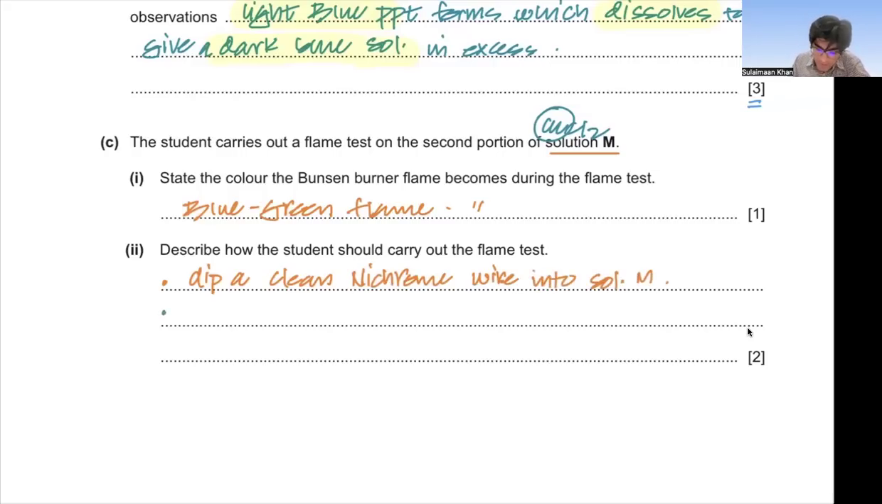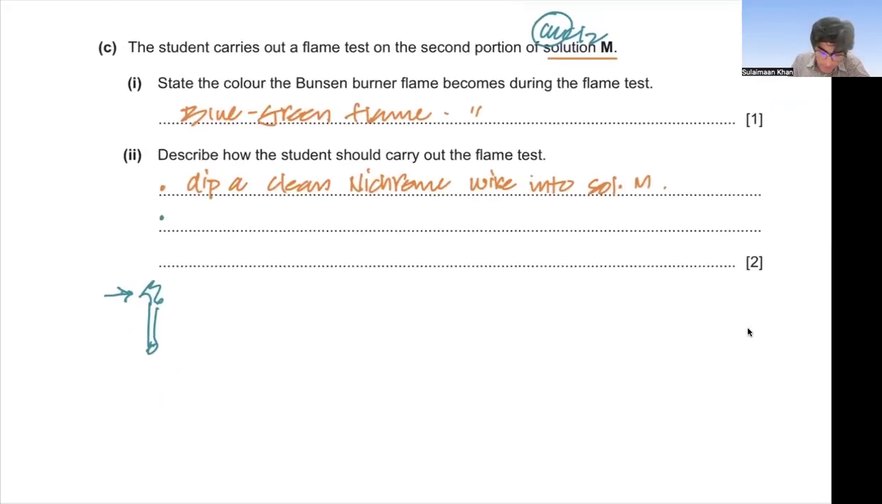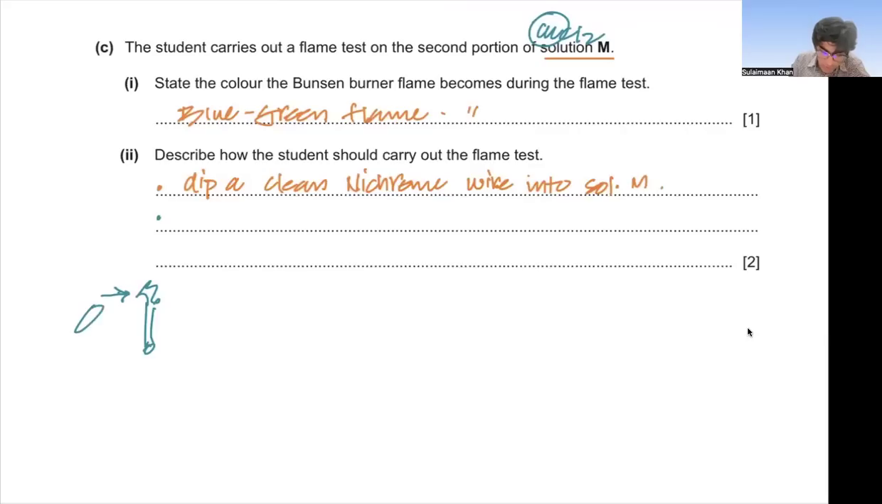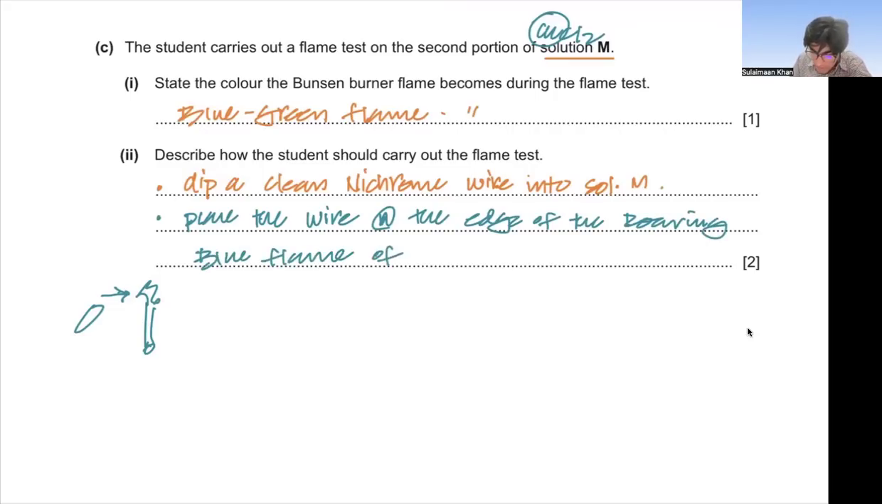He dips it and then puts it at the edge of the Bunsen burner, the flaming hot blue flame. So that's the nichrome wire. Now he's going to place it at the edge of the roaring blue flame of the Bunsen burner, and he's just going to observe the color. So place the wire or loop near the edge of the roaring blue Bunsen flame, and observe and compare the flame color.